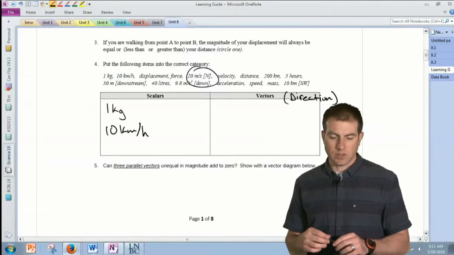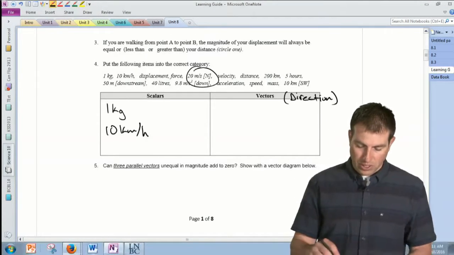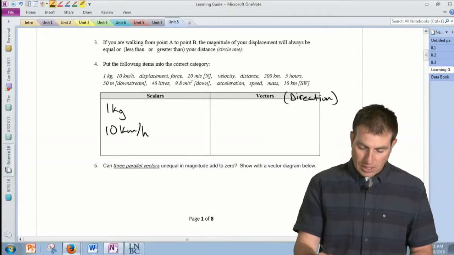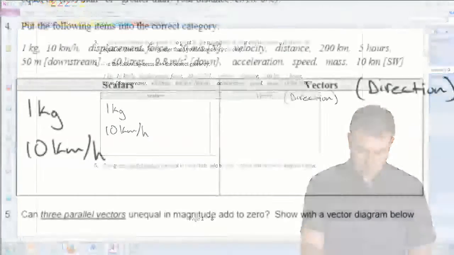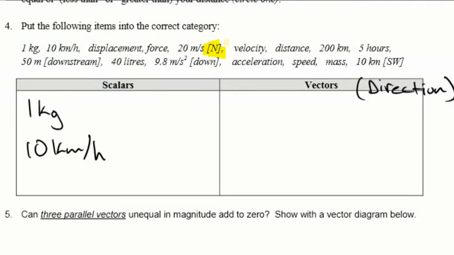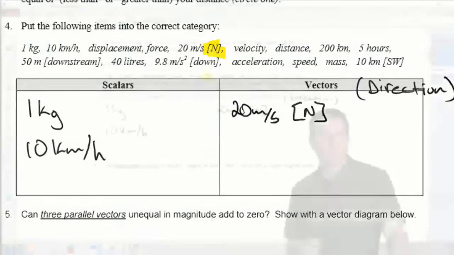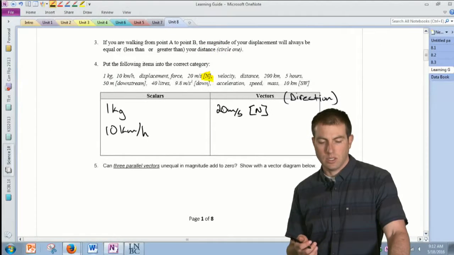This next one, we haven't really talked about the notation of cardinal directions. We'll get to it today. So perhaps a little bit unfair to throw that in there, but when you see square brackets with a letter in it, that's like a compass direction. So north, south, east, west. That's the notation we use. So we'll always put compass directions in square brackets. So in this case, 20 meters per second to the north, that has a direction associated with it. So we know we're going north with that velocity.